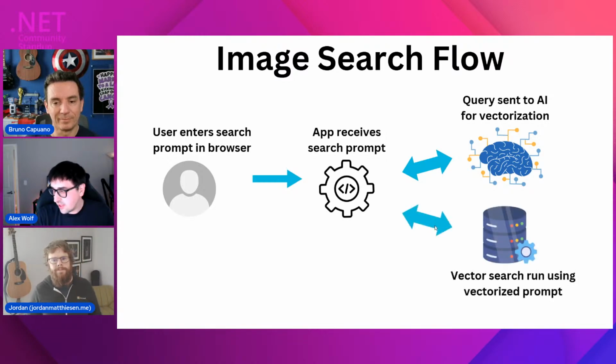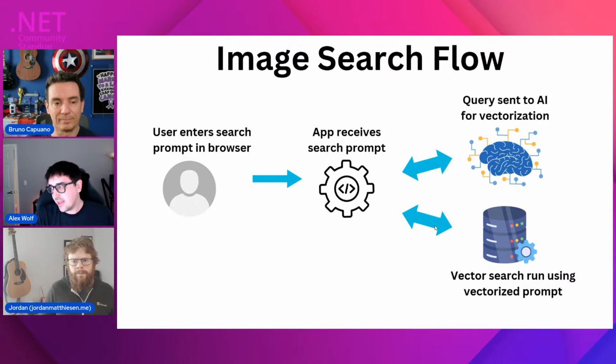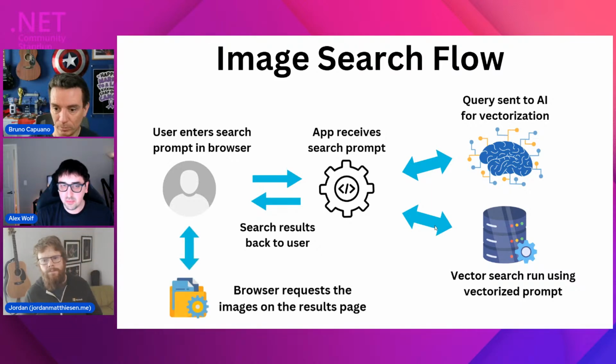And so then we run a vector search using the vector that came back for the search term. So when we searched coffee, that gets turned into a vector or embedding. And then that gets used in the vector search against the database. So it sends back the relevant results to the user, which includes which images were the closest match. And then those images get pulled into the app. So that's kind of the high level flow.